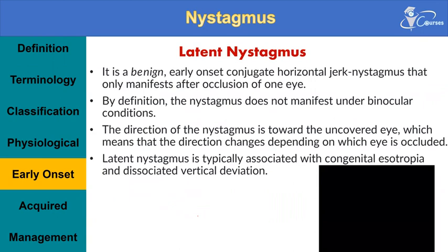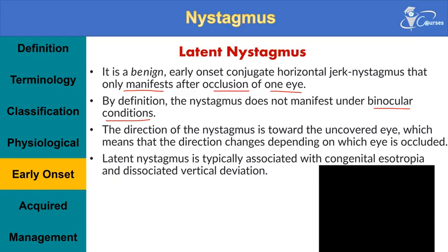The other cause of early onset nystagmus, we mentioned in the congenital esotropia. We said it is associated with latent nystagmus, and we also mentioned in the infantile nystagmus that it will be associated with latent nystagmus. So what is meant by latent nystagmus? It is a benign condition characterized by early onset conjugate horizontal jerky nystagmus that only manifests after occlusion of one eye. So it does not manifest under binocular condition.